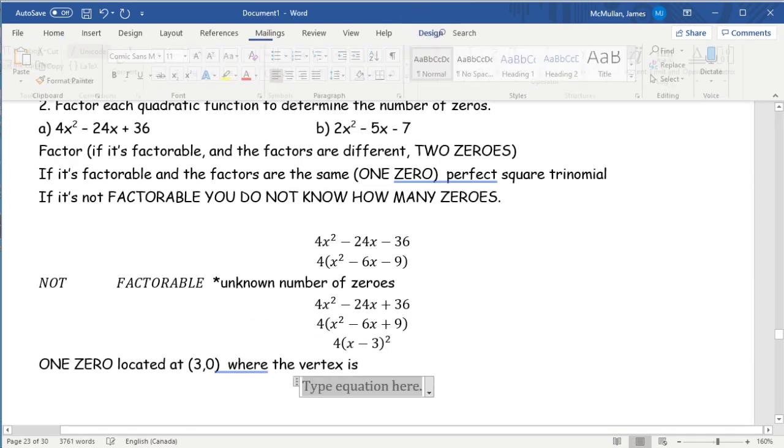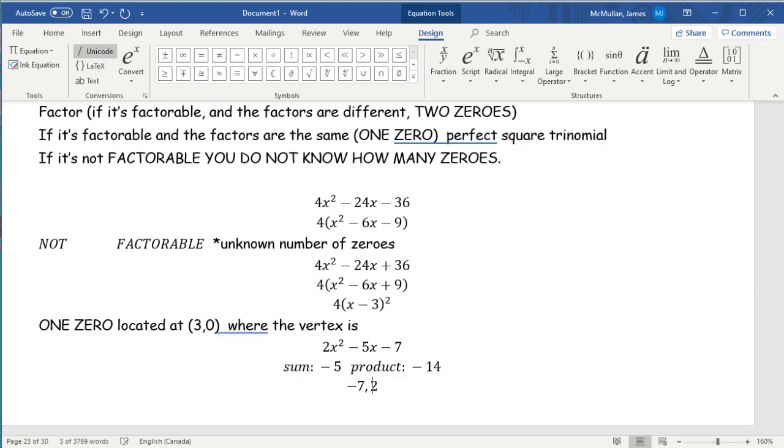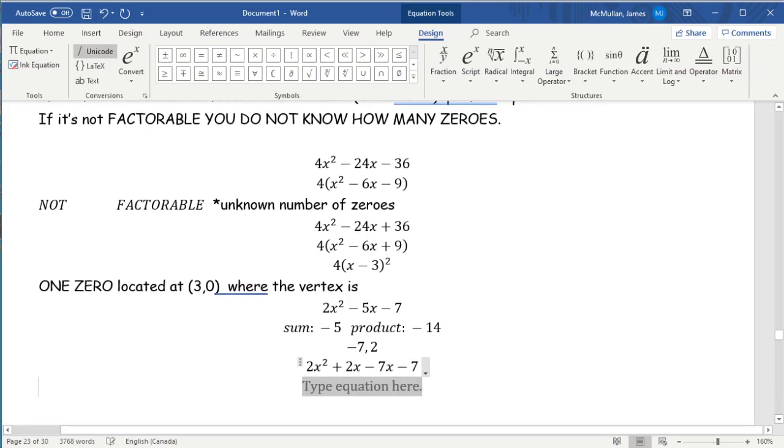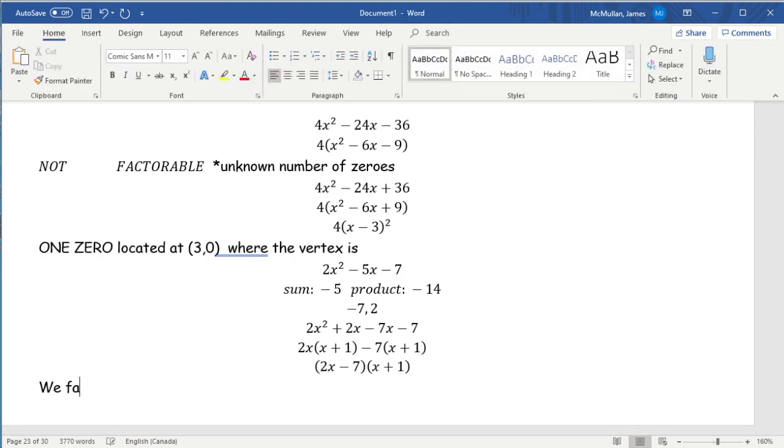Now the second question says 2x squared minus 5x minus 7. We'll try to factor this. We're looking for a sum of negative 5 and a product of negative 14. Those 2 numbers are negative 7 and positive 2. So we get 2x squared plus 2x minus 7x minus 7. If we decompose it, factor out 2x, we get x plus 1. Factor out negative 7, we get x plus 1. The 2 brackets are the same, so we get 2x minus 7 and x plus 1. We factored into 2 distinct brackets. Therefore, there are 2 zeros. Okay? So that one is done.